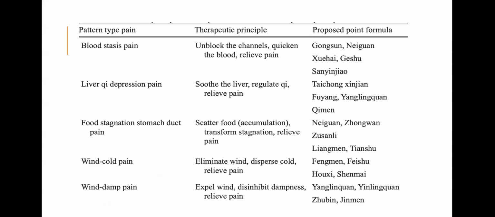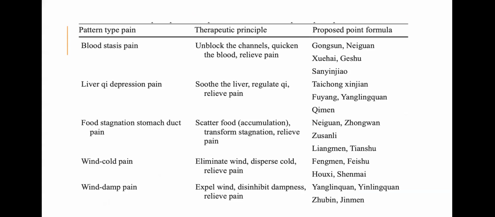If it's blood stasis pain, we unblock the channels, quicken the blood, and relieve pain. The points here are Gongsun, Neiguan, Chihai, Gishu, and Sanyinjiao. If it's liver qi depression pain, we soothe the liver, regulate qi, and relieve pain. You can use Taichung, Xinchan, Fuyang, Yanglingquan, and Ximen.